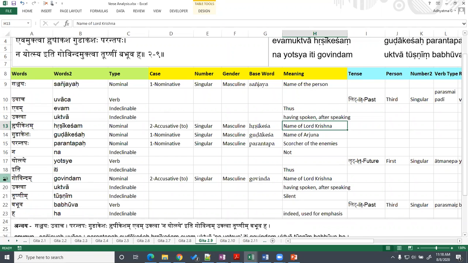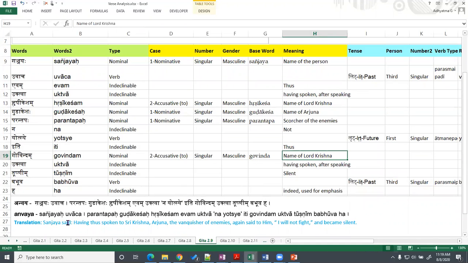And he also said this, na yotsye iti Govindam uktva. So there are two uktva here. One refers to what Arjuna spoke in the previous verses. And the other uktva is having spoken, or after speaking, he spoke this sentence also, na yotsye iti, I will not fight. Again he is speaking to Lord Krishna. Saying thus, he became silent. This is the way Sanjaya is reporting to Dhritarashtra, that after speaking all the things which Arjuna said to Lord Krishna, he again said that I will not fight, and became silent. Really became silent. So that's what the meaning of the verse is.